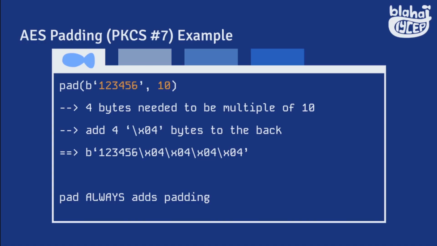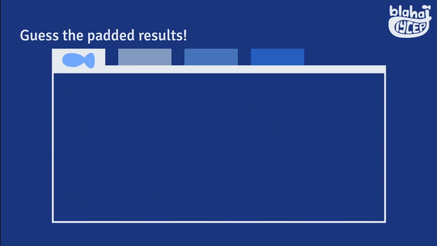So how PKCS number 7 will denote this is it will use 4 bytes of x04, and we remember that x04 is the byte equivalent of the number 4. This extends to even larger numbers. For example, if it was just a 1 and you want it to be 10 bytes, then it would be bx01. However, in AES, we normally use 16 bytes because the AES block size is 16. And pad always adds padding. Remember that.